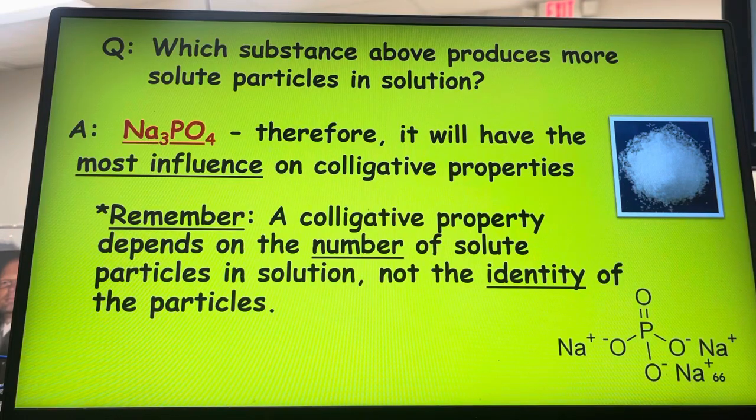Anybody cook pasta? That's why you put salt in the water. You put a little bit of salt in the water before it boils. It'll boil at a higher temperature, which will cook the pasta faster.